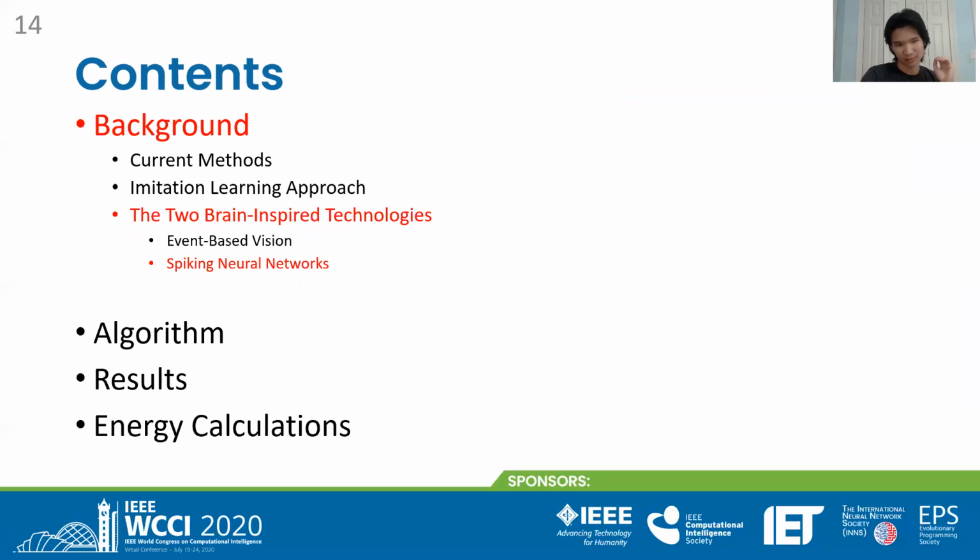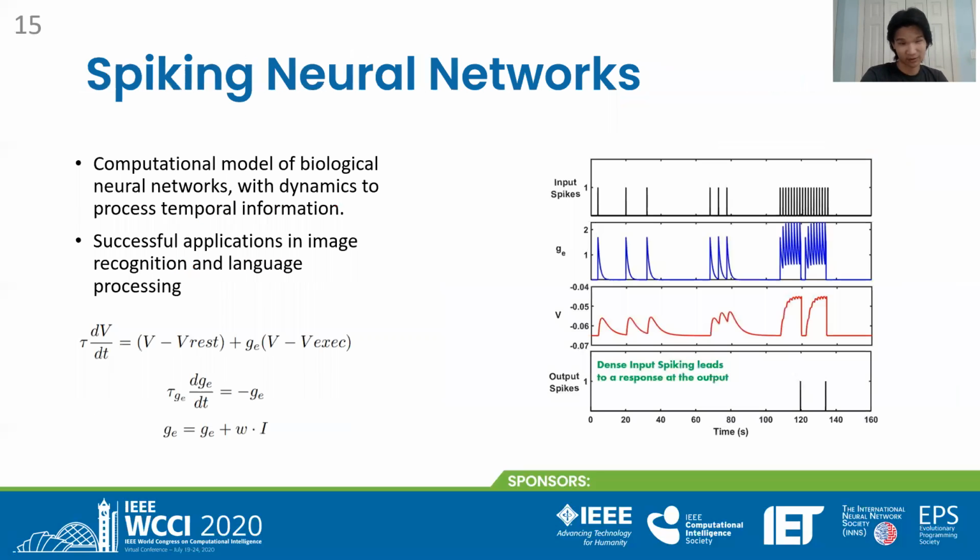The second brain-inspired technology to touch on is spiking neural networks. It's a computational model that mimics biological neural networks, and it works dynamically. These models have been used to perform simple image recognition on MNIST and also language processing. How it works, though, is that every neuron is governed by a set of dynamic equations, the ones that we use are shown on the bottom left. And these equations determine the way that the voltage behaves.